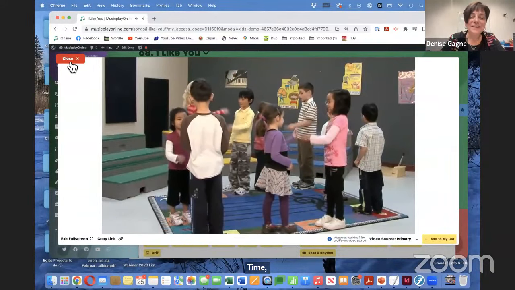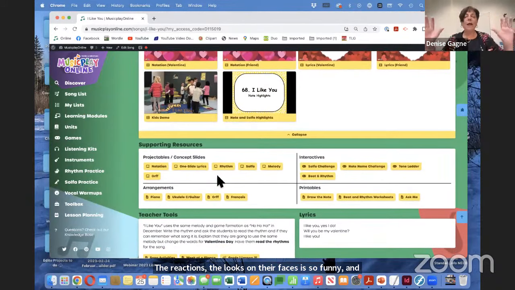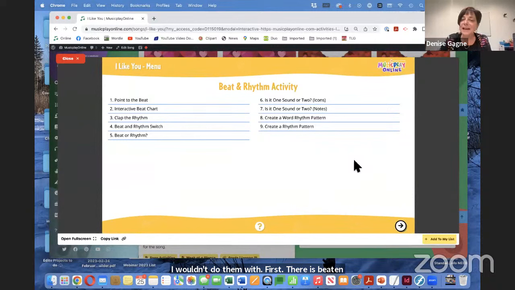Reactions, the looks on their faces is so funny, and you will enjoy it. And there's a wealth of extensions for this. There's solfa notes. If I was doing this song with second grade or third grade, I would probably do those. I wouldn't do them with first. There is beaten rhythm that I would do with first. And you've got all these choices of activities. Where are your kids? You have to decide yourself.